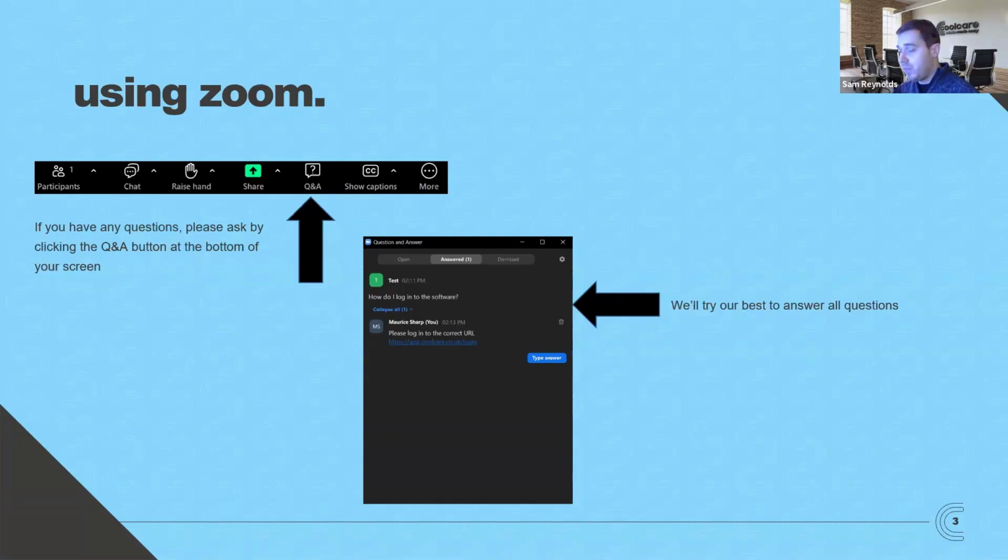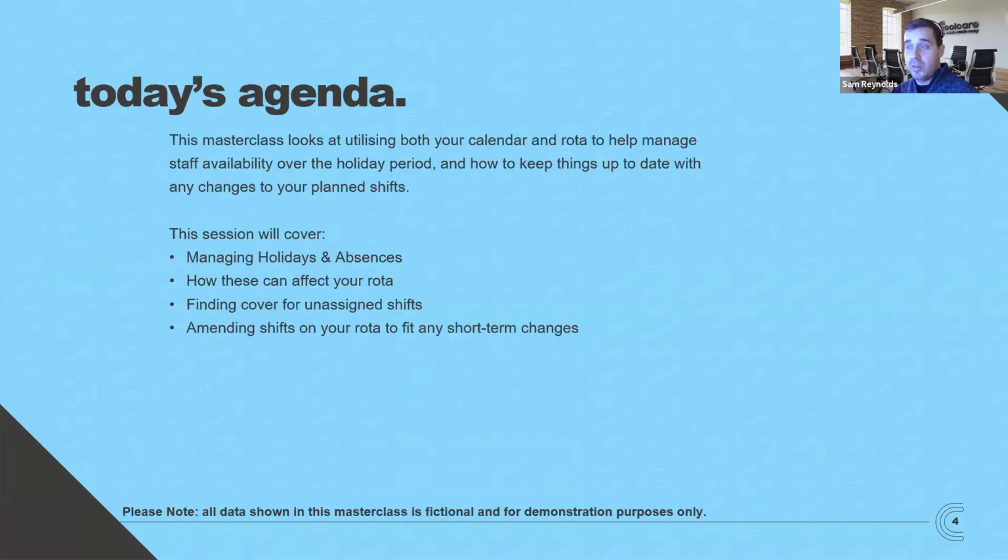Now, as for what we're covering today, it's looking at utilizing both your calendar and rota within CoolCare to help manage staff availability over the holiday period, and how to keep things up to date with changes as they happen. So, looking at managing holidays and absences, how to add those into CoolCare, how to sort them out on the system through our calendar, and how they can then affect your rota in terms of the shifts you've got on there and the availability staff would have for them.